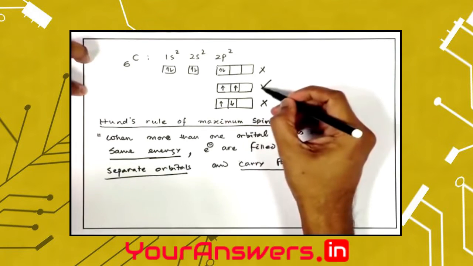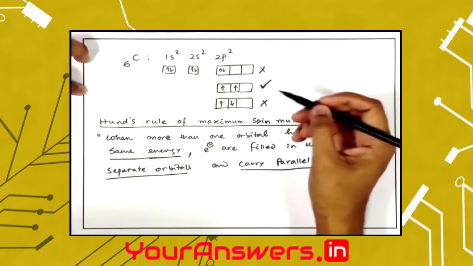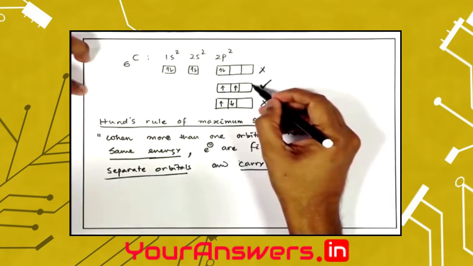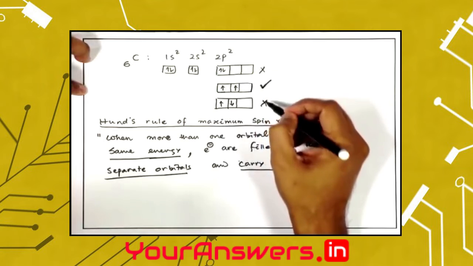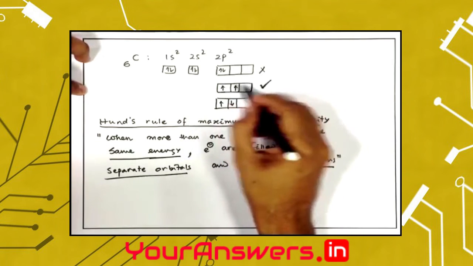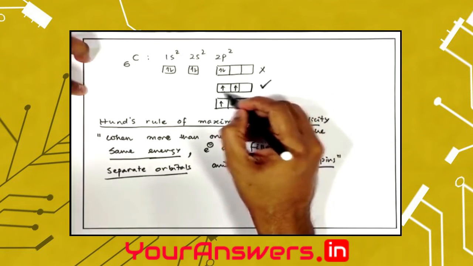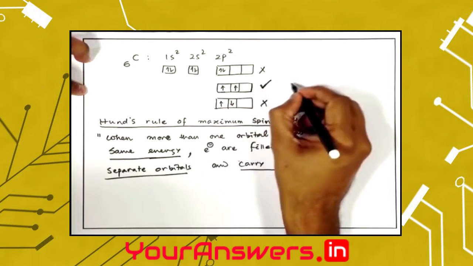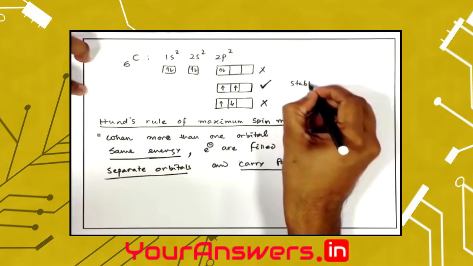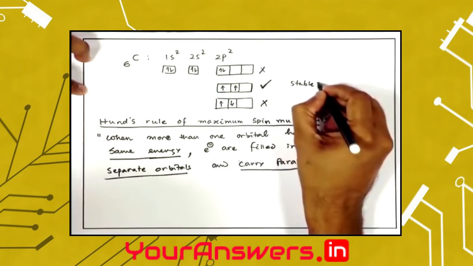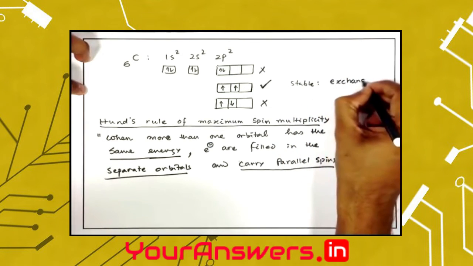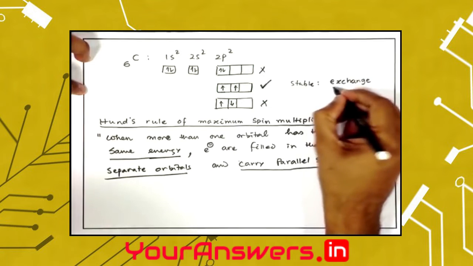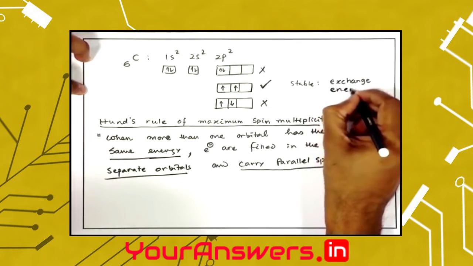What you see here has important consequences. Why is this configuration accepted and not these 2? The answer is that this configuration has lower energy. This configuration is more stable, and its stability comes from what is called exchange interaction energy or exchange correlation energy. We call that just exchange energy.